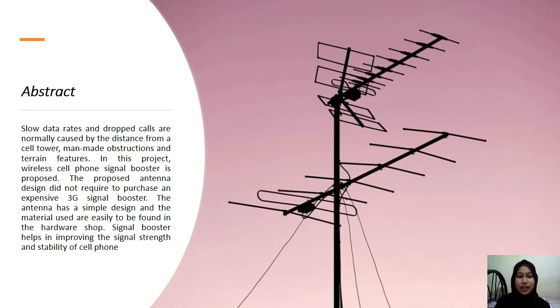So the abstract: slow data rates and drop calls are normally caused by the distance from a cell tower, man-made obstructions, and terrain features. In this project, a wireless cell phone signal booster is proposed. The proposed antenna design does not require purchasing any expensive 3G signal booster. The antenna has a simple design and the materials used are easy to find in the hardware shop or any supermarket nearby. A signal booster helps in improving the signal strength and stability of cell phones.